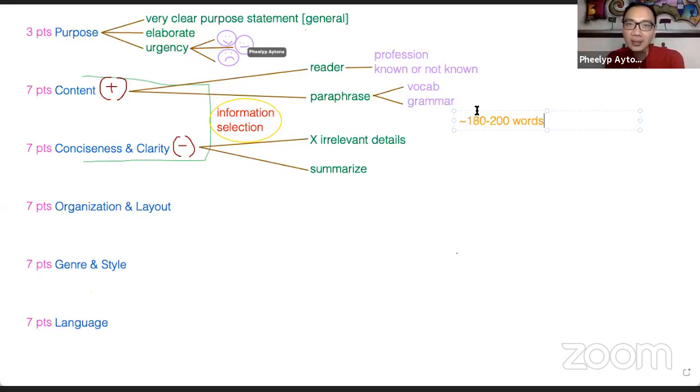However, sa OET, wala silang oras na ganun. Because sa totoong buhay in the world, does anyone count your words?